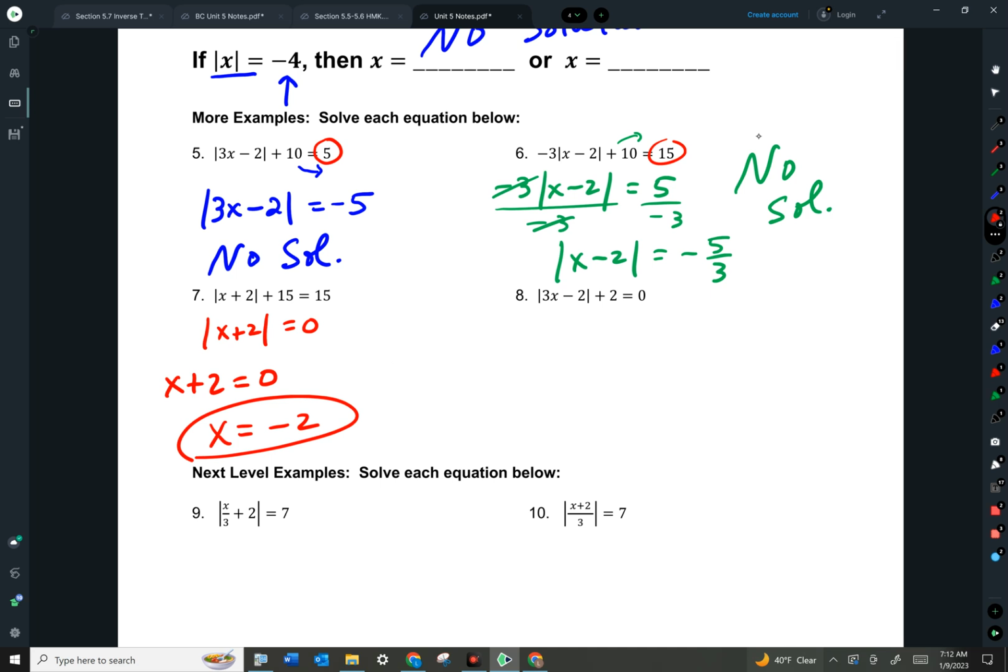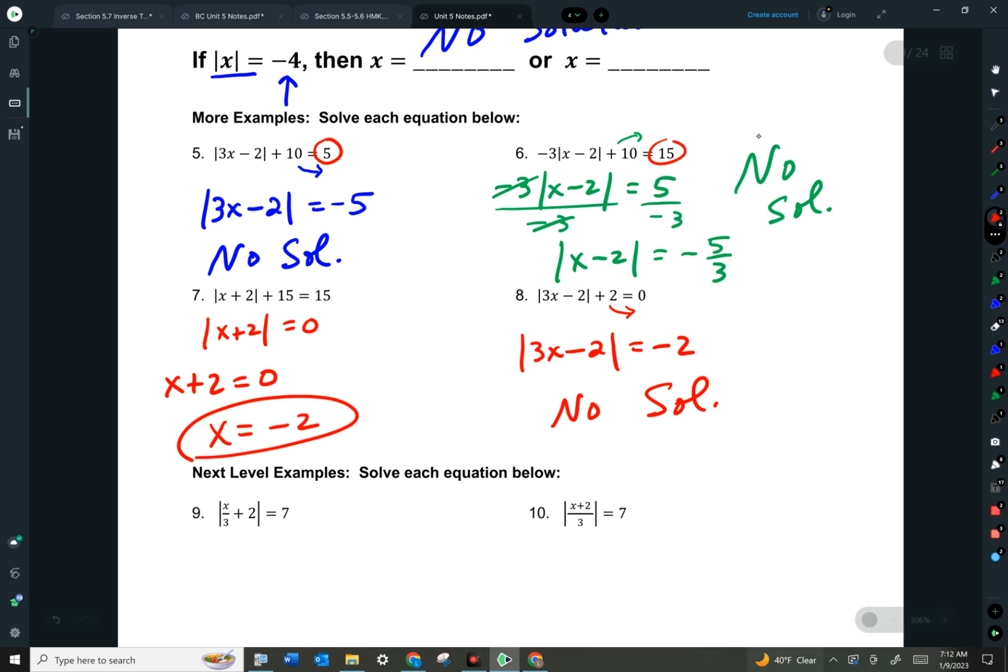Okay, so just to finish this out, number 8, you might say, oh, look, it equals 0. Yes, but we're not done. We don't have absolute value by itself. So start by subtracting that 2. So absolute value of 3x minus 2 equals -2. Oh, now we're going to say no solution.